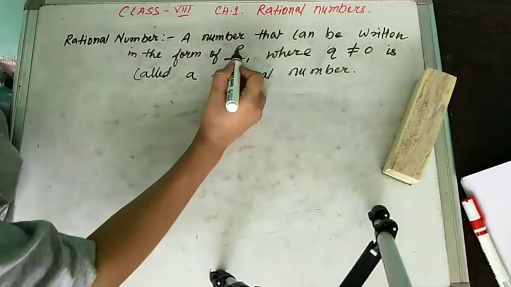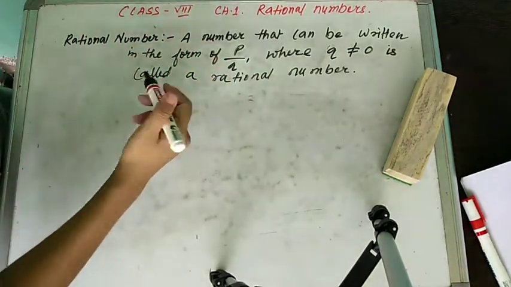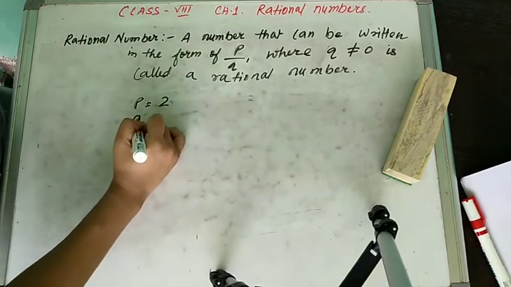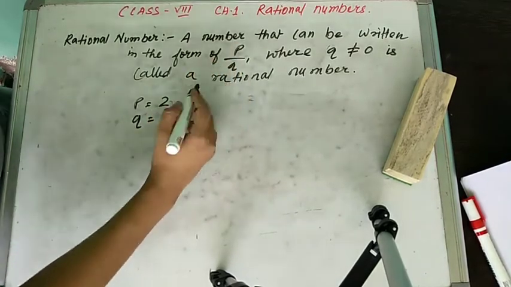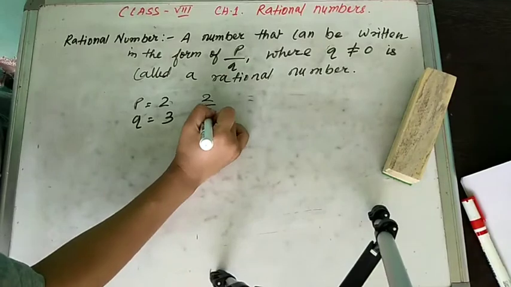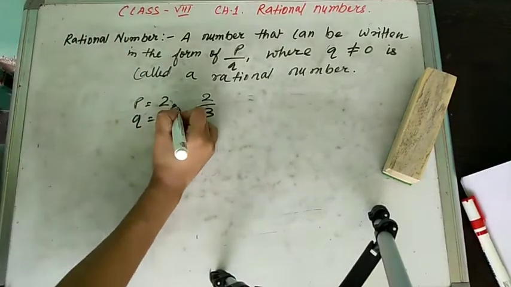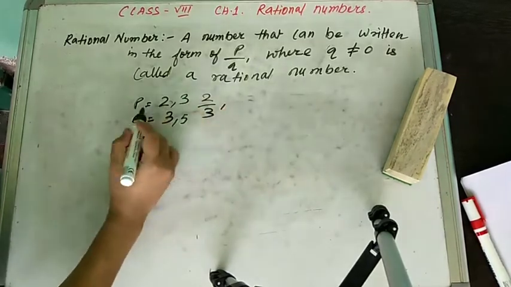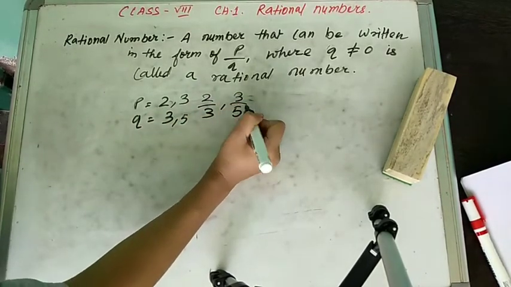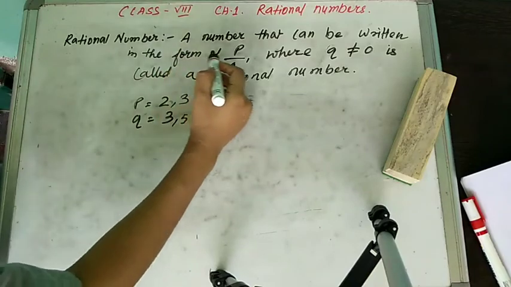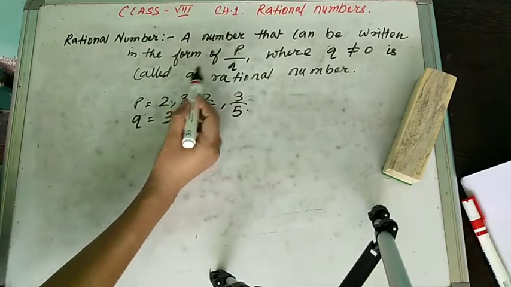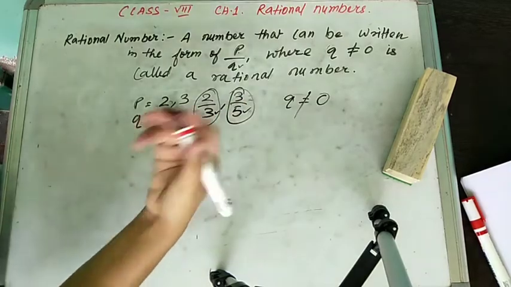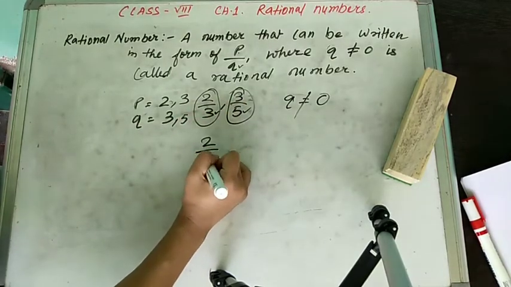Now, what does this p by q mean? Say, for example, you have two numbers p and q where p equals 2 and q equals 3. When you want to write this in the form of p by q, you write it as 2 by 3. Now, this p can be any number. Say, for example, p is equal to 3, q is equal to 5. So, your number will be 3 by 5. So, a number in the form of p by q usually means fractional numbers, for example, like 2 by 3 and 3 by 5.